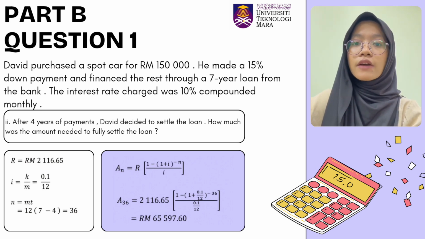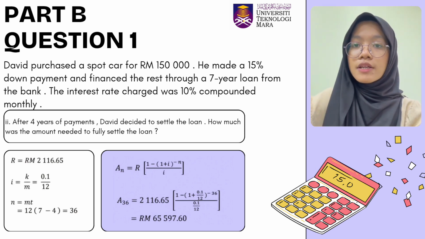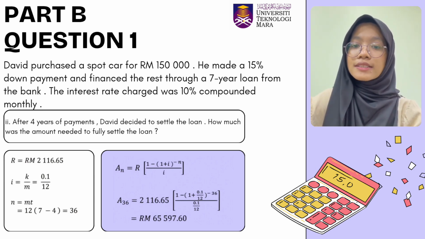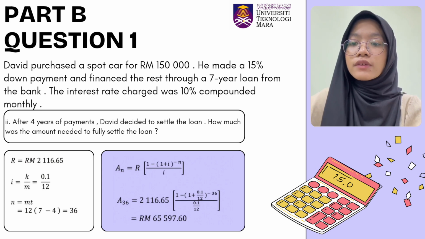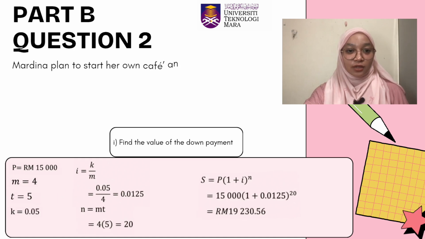For this question, we still use the present value formula, but only the years change because the question was after 4 years of payment. So R is RM2,116.65. Next, i is the same, which is 0.1 over 12. Next, n equals 36. Then put all this information into the present value formula. So the amount needed to fully settle the loan is RM65,597.60.